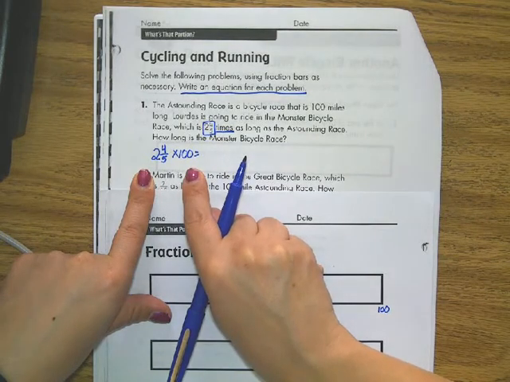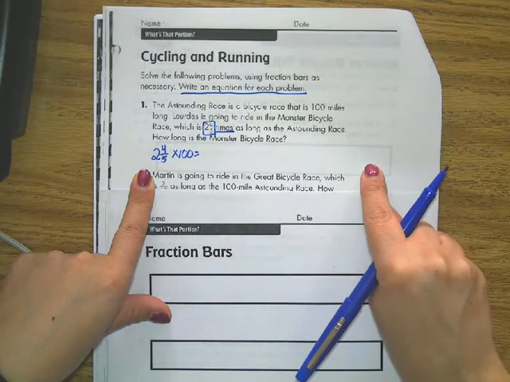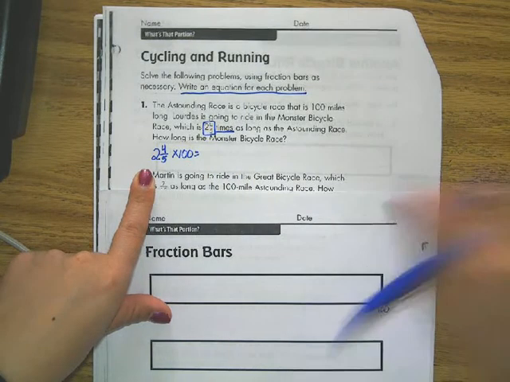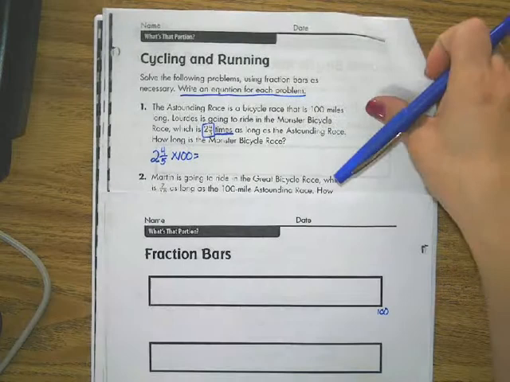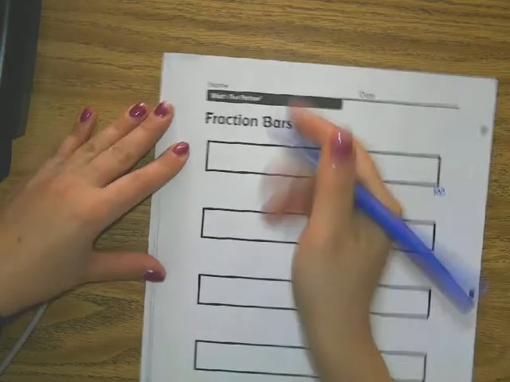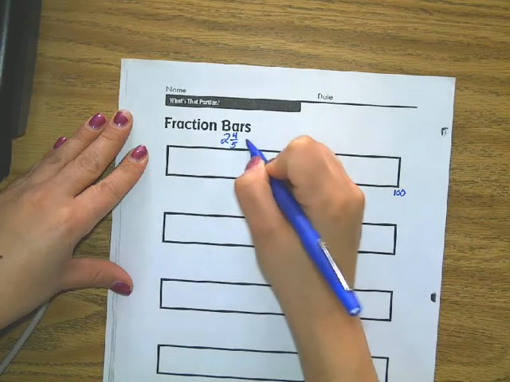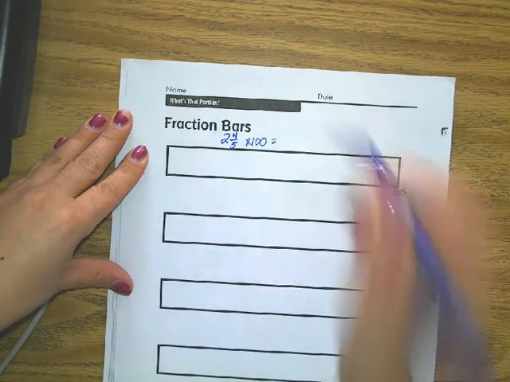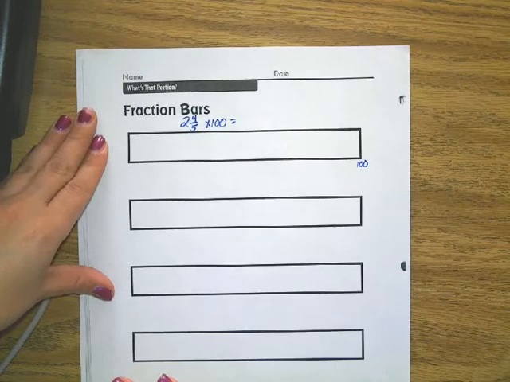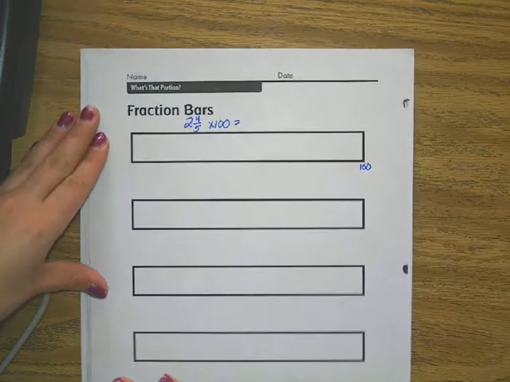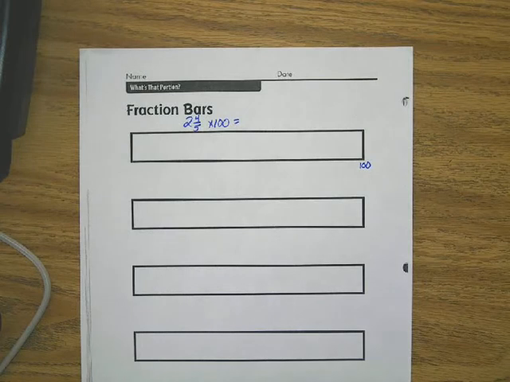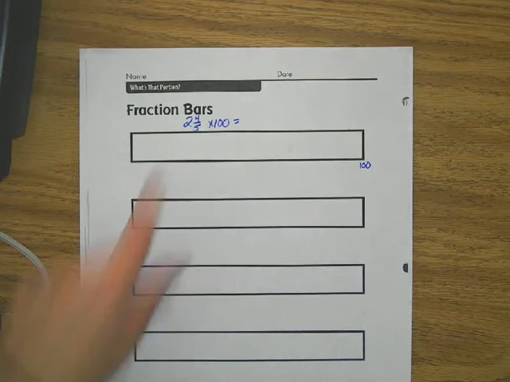Okay, then I need to actually solve it. So, my fraction bar. I'm going to write above it my equation so I can remember what it is I'm doing. Now, Jada gave us some really good clues on how to solve this. What do you think the first step might be? Parker? 2 times 100. Yeah, use your whole numbers first.